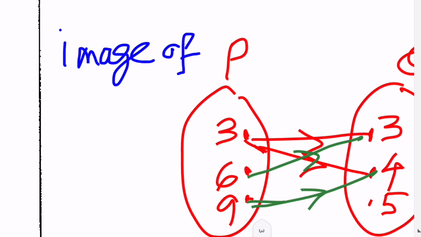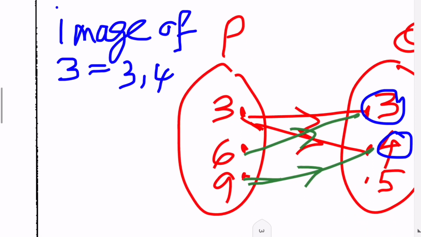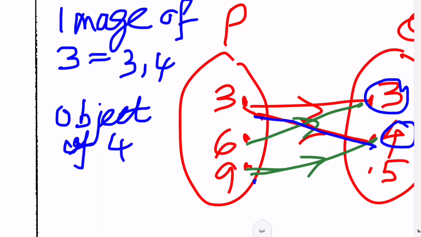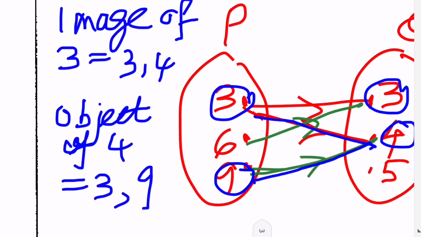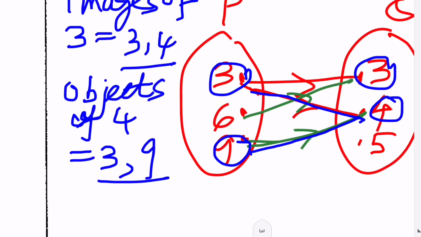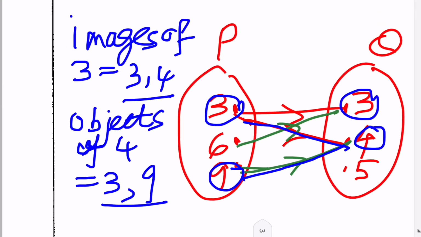So the images of 3 are 3 and 4. Okay, no braces because they are objects and images. Objects of 4, you have 3 and 9. Clear? Okay, so you should have 2 answers. So do it carefully so that you won't miss out any of the marks.